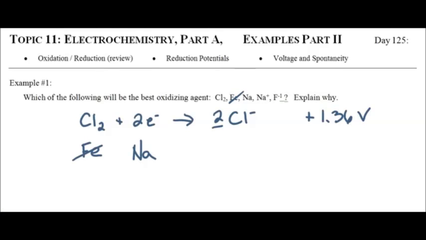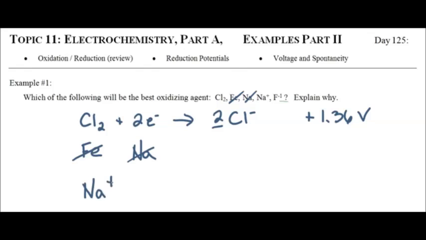So since sodium is a metal, and we all know that sodium wants to have a +1 charge, it too cannot be reduced. Therefore, it's not going to make a good oxidizing agent. It'll make a great reducing agent, but it will not make a good oxidizing agent. All right, so let's take a look at sodium +1.